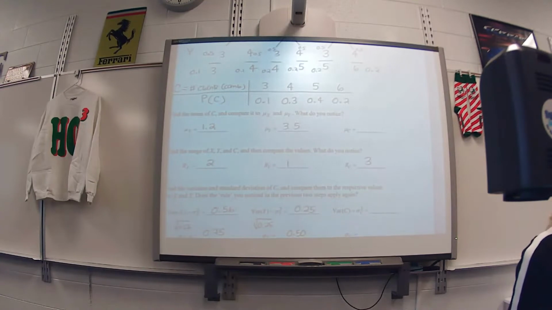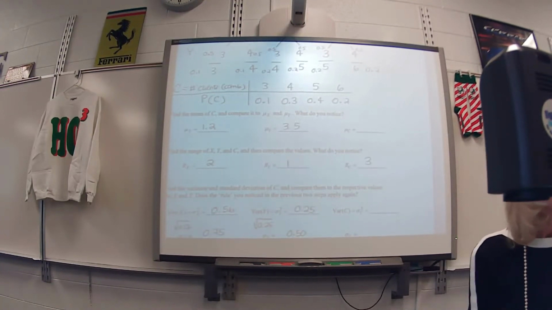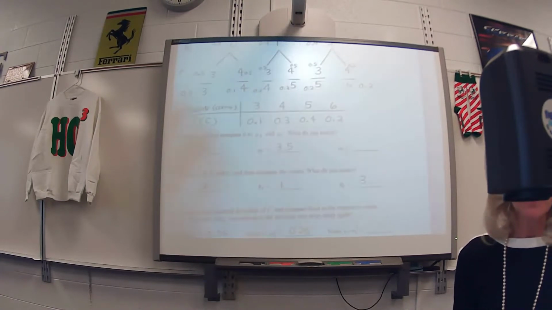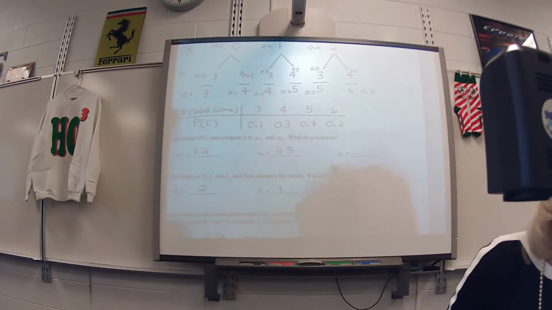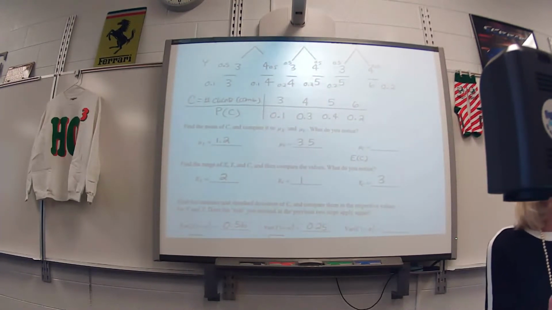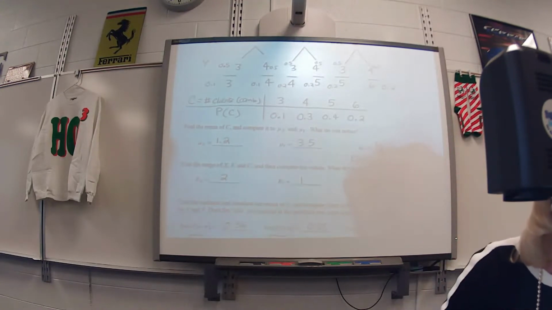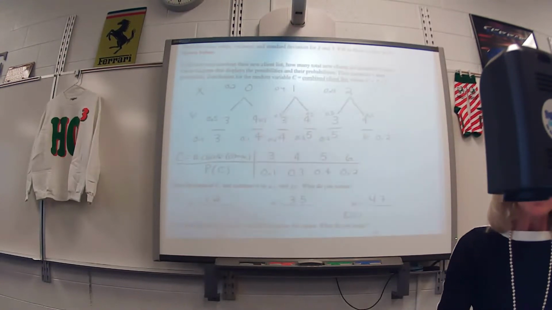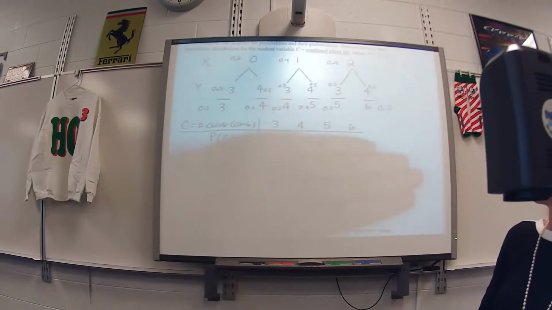You done? All right, what'd you get for a mean for C? Mu sub C, remember these are also called the expected value of C. So this would be in the long run, if these two employees kept combining their client list, on average, about how many new clients would they get? Nice, 4.7, nailed it.